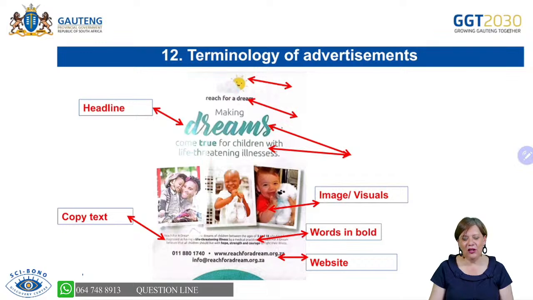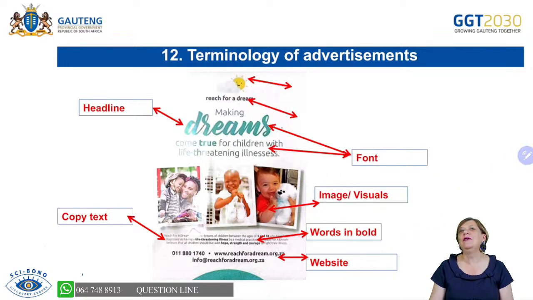In this case, they've included images of kids. Why would they want to include images of kids? Because it's children with life-threatening illnesses. You always have to find that connection between the picture and the words. That's really important. And it's the same for your cartoon as well. These two can't work without each other.